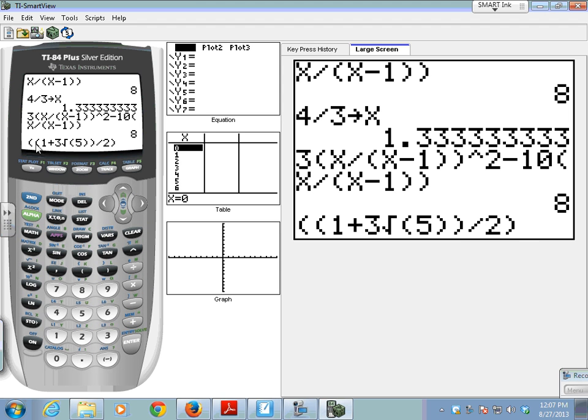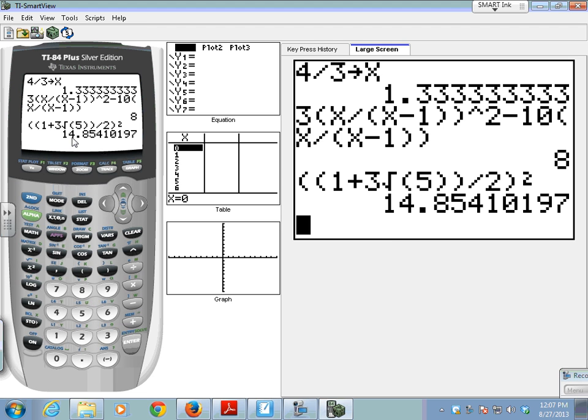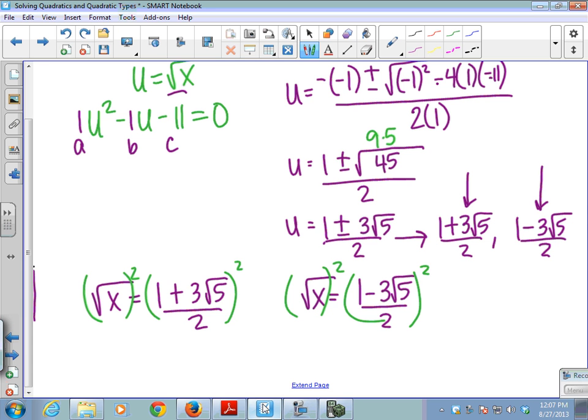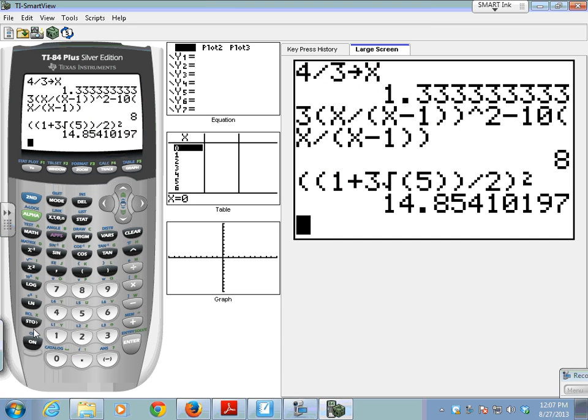I opened 1, 2, 3 parentheses. So I closed 1, 2, 3 parentheses. And I want to square that answer. So that answer is 14.854. Now, on my paper, I'm going to round that and write x equals 14.854. But I need to check this answer and make sure that it works. Since it's already in my calculator right here, I'm going to store it for x.